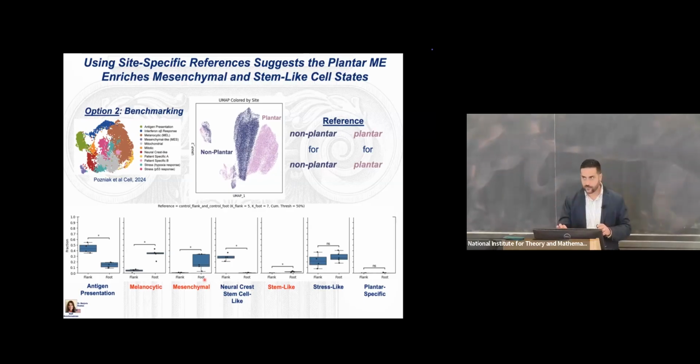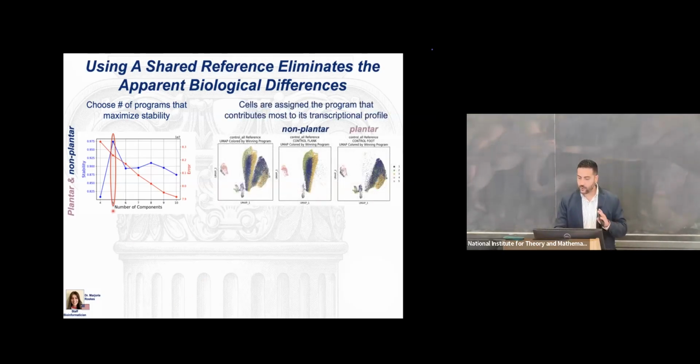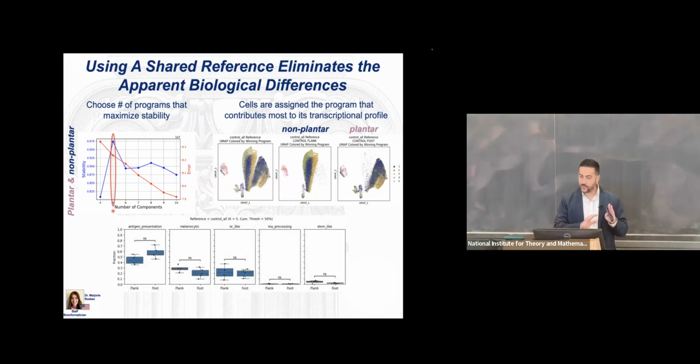But this is how we see it when using site-specific references. Through the advice from some in the audience, we also tried using a shared reference. So putting all the plantar and non-plantar tumor cells together, identifying what might be the maximum stability K-score when performing cNMF. And when we perform it in this manner, we lose any significant differences across the programs in the plantar versus non-plantar site. So this is where we are at the moment.